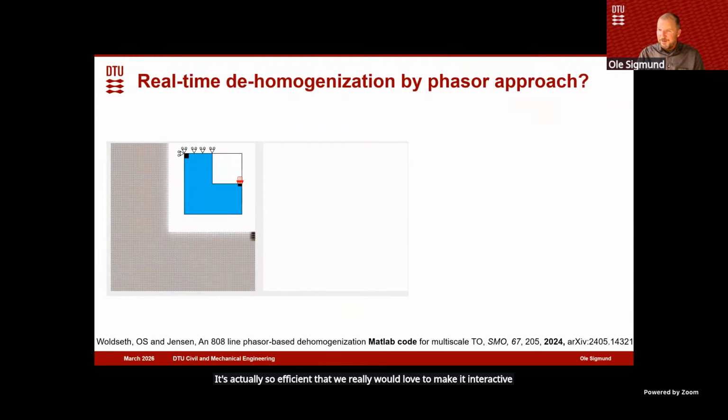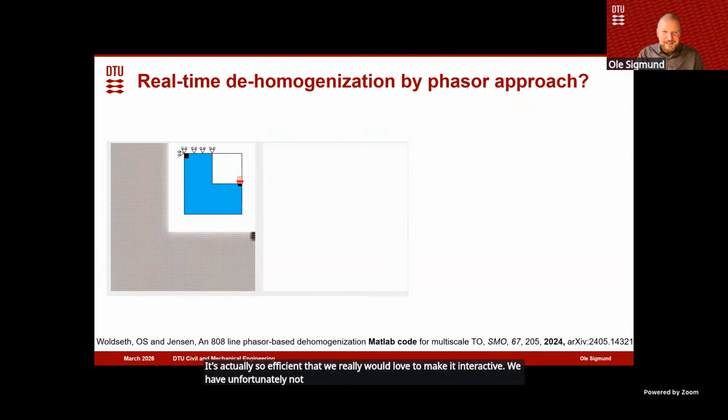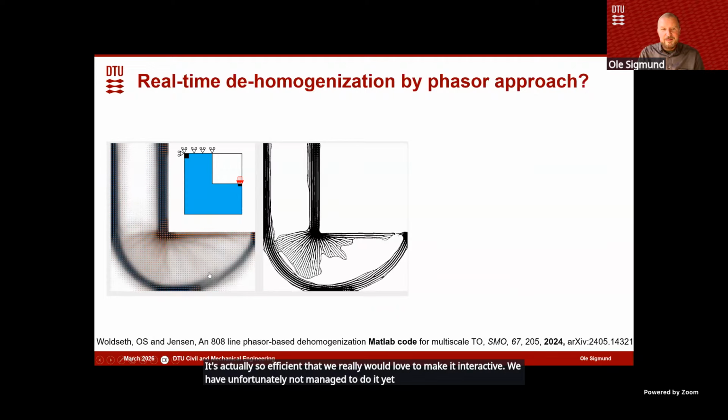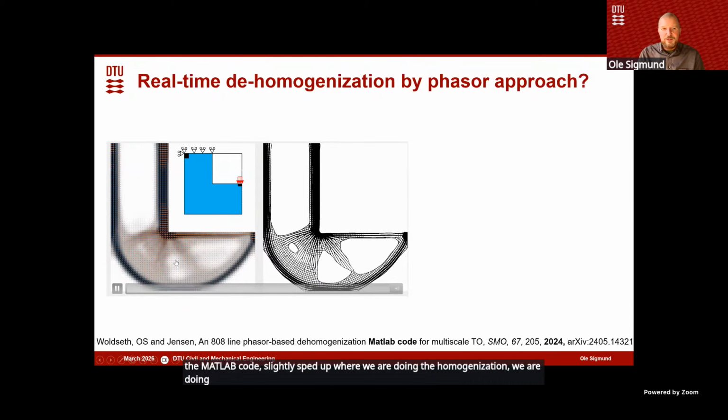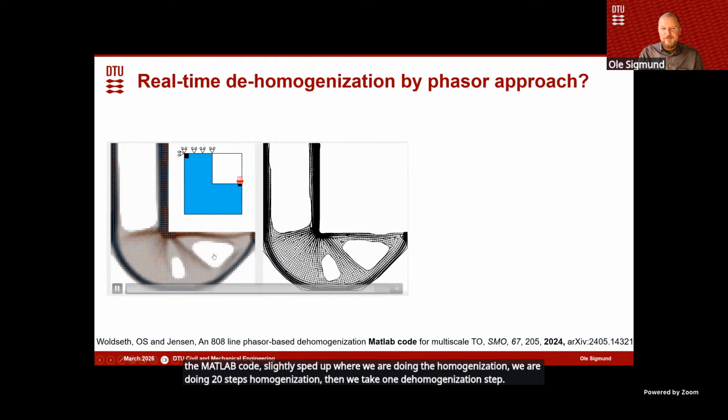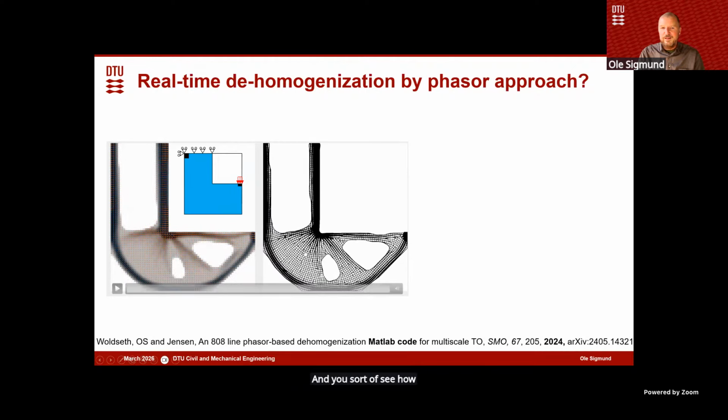We have unfortunately not managed to do it yet. But this is actually just running the MATLAB code, slightly sped up. Where we are doing the homogenization, we are doing 20 steps of homogenization, then we take one dehomogenization step, and you sort of see how the multiscale approach almost gets real time here.